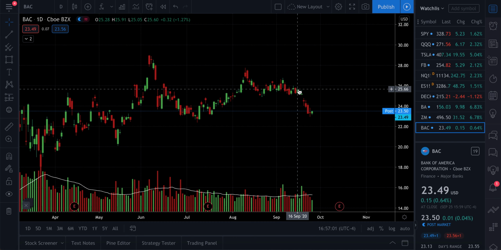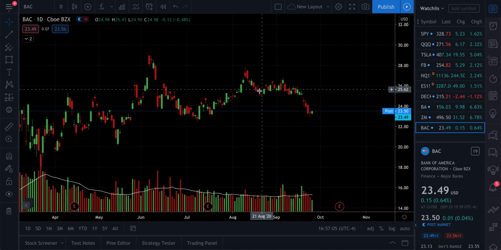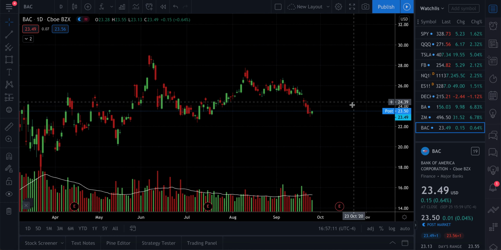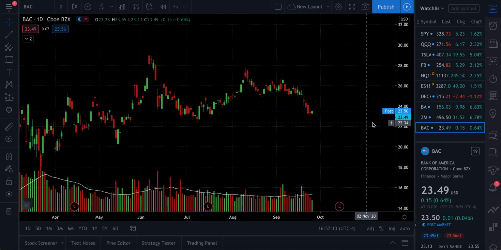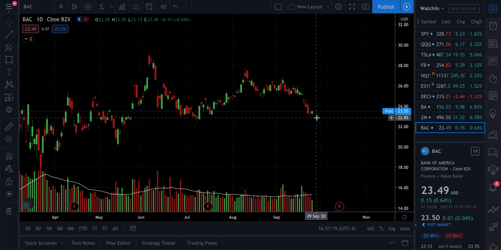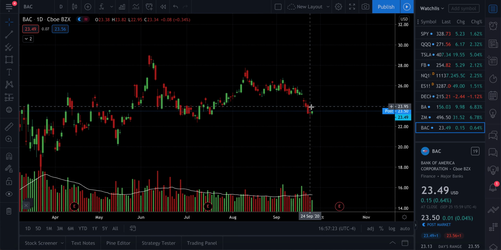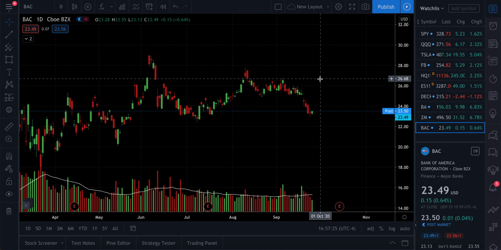I added a few, now it went down more, I added. So what happened is, if I had added everything, let's say if I had everything at 25, I would be losing almost $2 per stock. So if I had 1,000 stocks, that's $2,000 loss. But if I added as it goes down or up, I reduce my average cost. That's called dollar cost averaging. That's the whole idea you want to do.